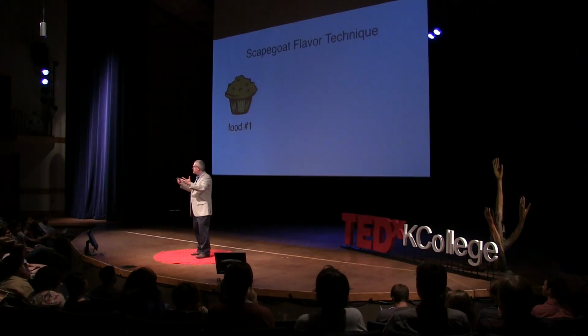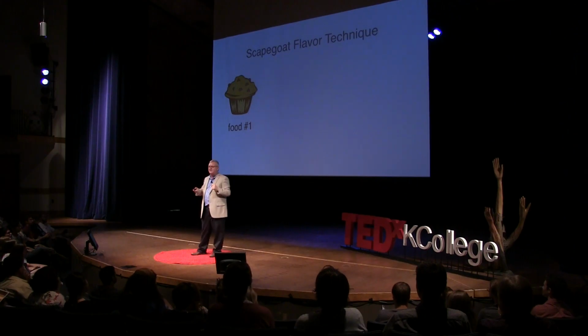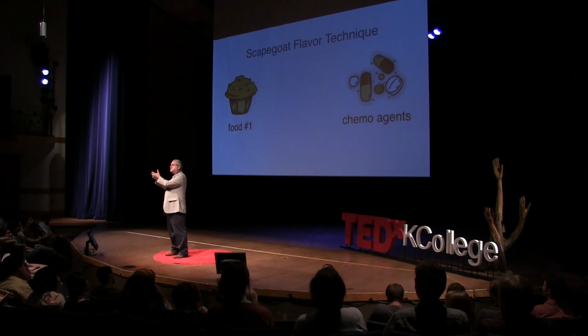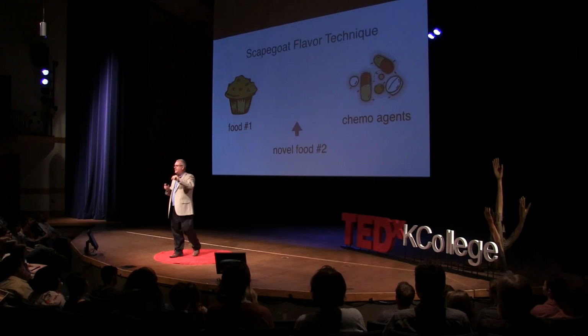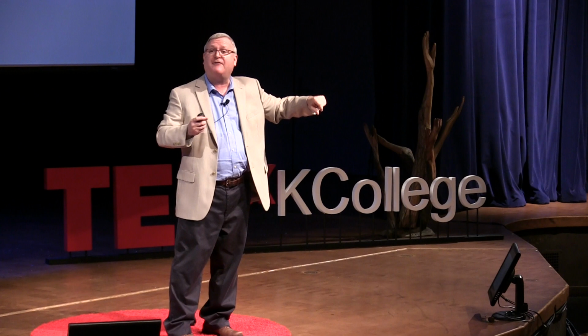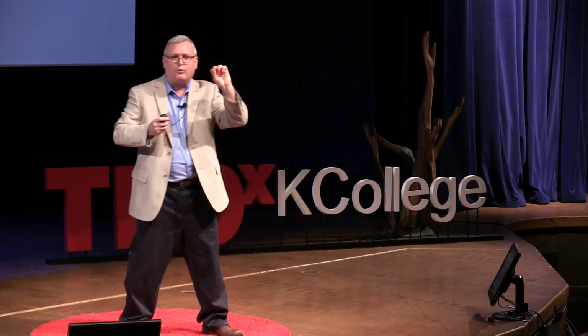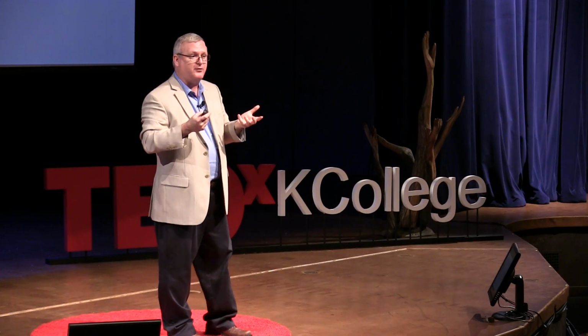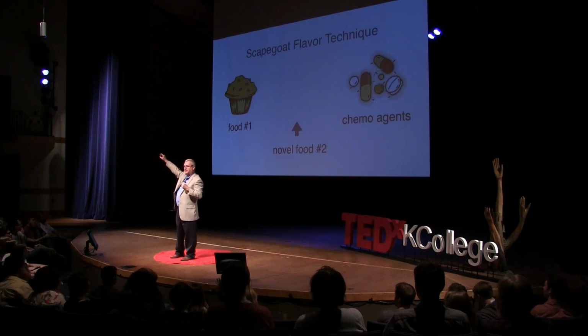As I mentioned before, the patient would eat their normal breakfast, say the muffin, as they're going in, and later, as they experience chemotherapy, they have the potential to experience illness, and maybe they would have learned an aversion to that familiar muffin. However, in the scapegoat flavor technique, the patient is given a second food, a novel food, one they've never had before, and one they don't care if they ever eat again. And it is given to them right before treatment. So it is very proximal to illness, and because it is novel, it will take on most of the learning, thus protecting the familiar food.